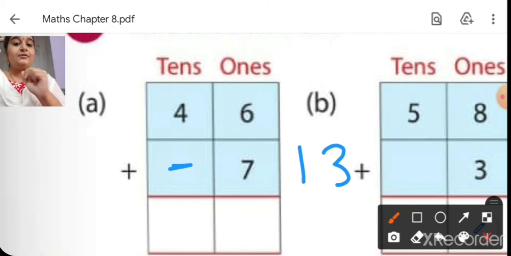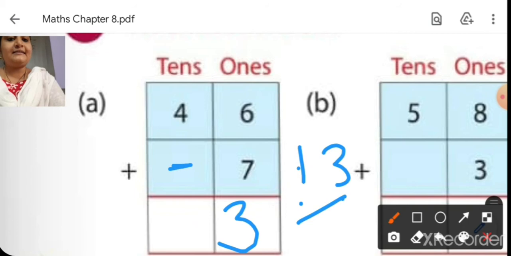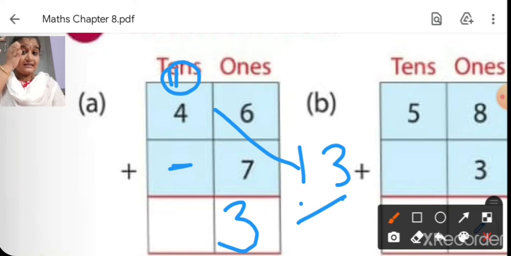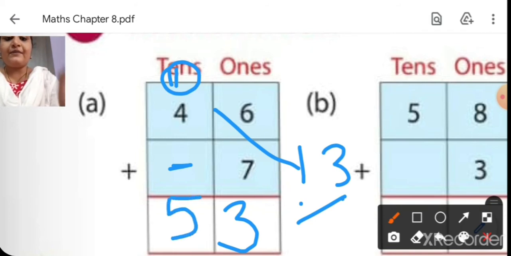So what will we do? This is tens and this is ones. We will write the ones answer here, and the tens answer we will carry forward. Okay, children, we will carry forward the tens answer. And then what will we do? We will add both the numbers. So 4 in the mind, 1 on the finger. After 4, 5. Super. So the answer is 53. Okay, children, what is the answer?